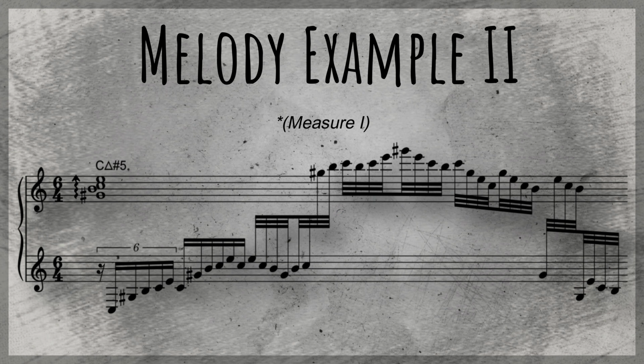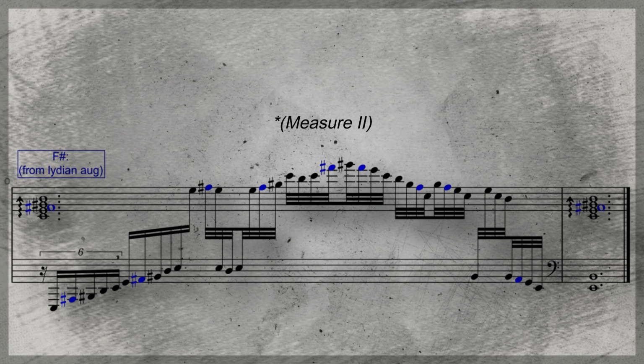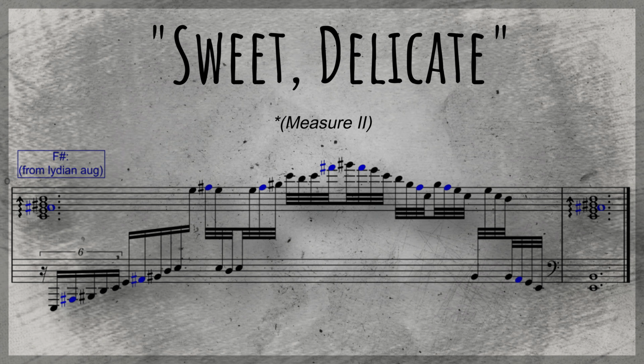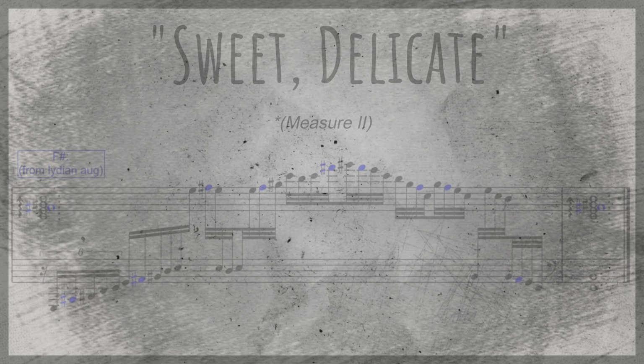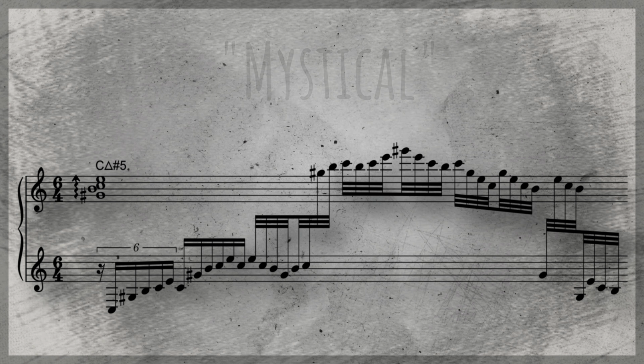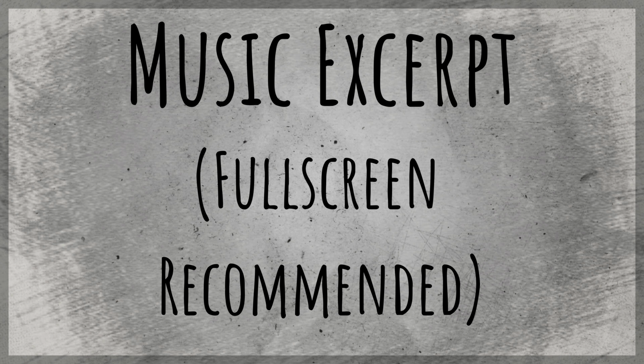This is one of my favorite examples. We begin with a major 7 sharp 5 pattern, but later incorporate the F sharp from the scale, which creates a shift in color. To me, it makes this passage sound sweeter or more delicate while still feeling mystical. So now that we've covered some techniques, let's listen to an excerpt.